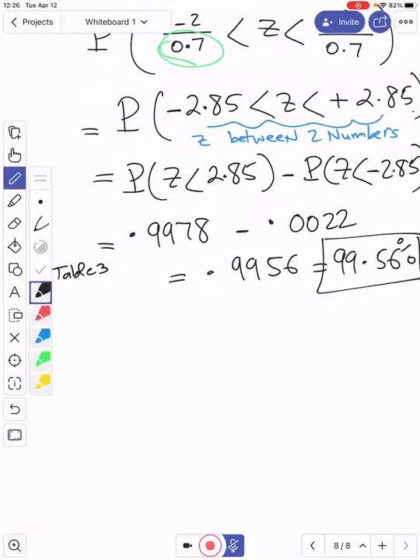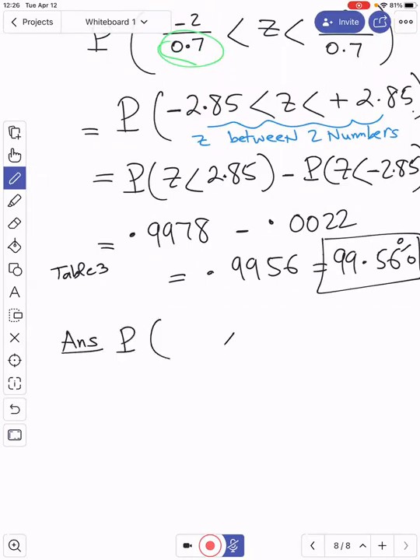So the answer: the probability that X bar is between 18 and $22 is 99.56%.